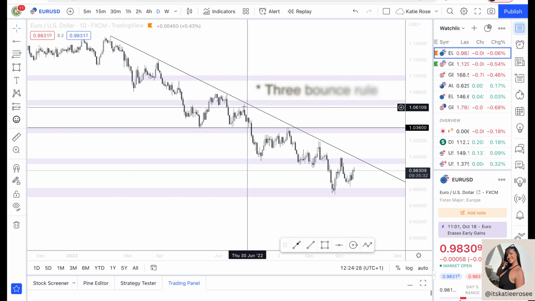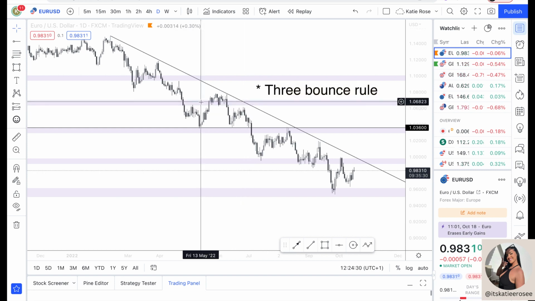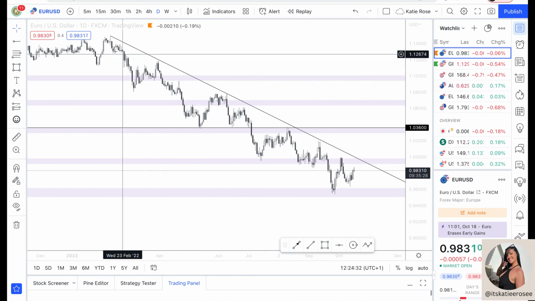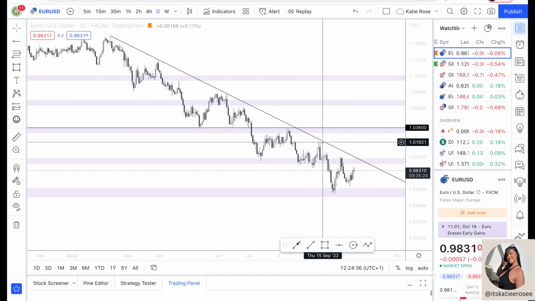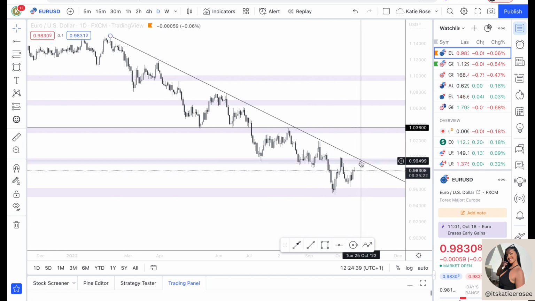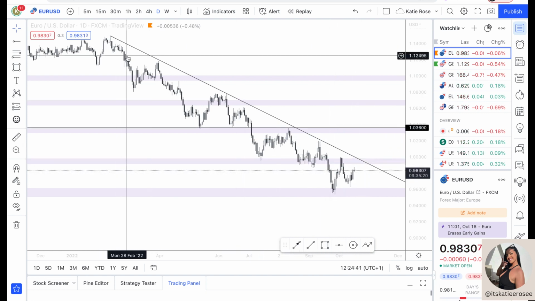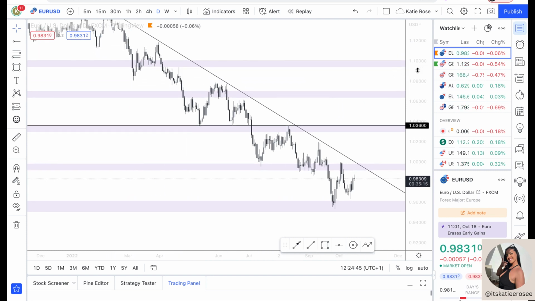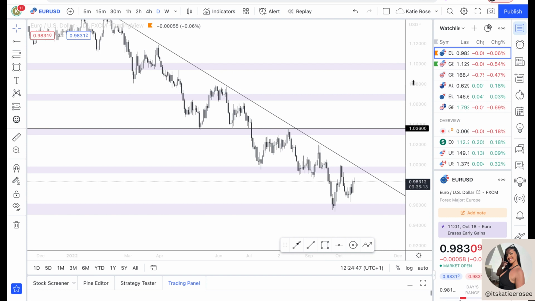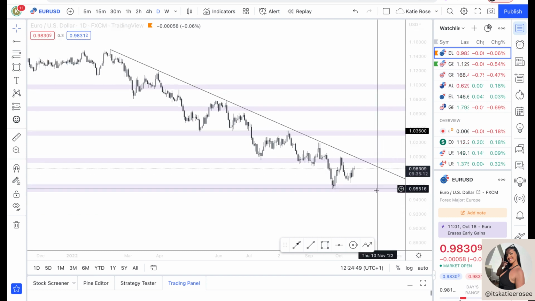Well, it has gone near to it, but not near enough. This more so bounced off of the level. So point A, B, C, D, E, and then we'll probably create an F. We've got so many points on this trend line, and that is why this is very valid to draw on trend lines.